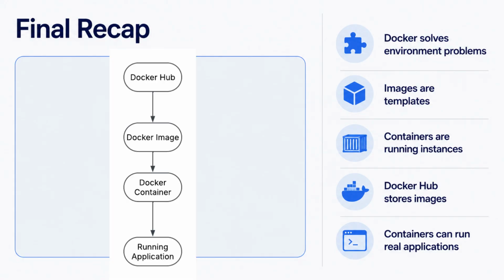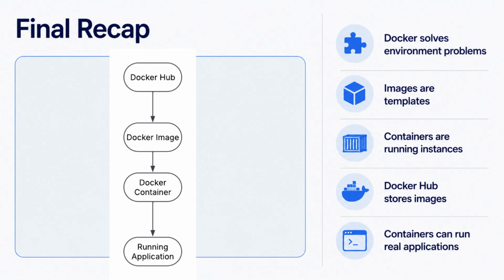Let's review what we've learned. Docker helps developers package applications together with everything they need to run. A Docker image acts as a template or blueprint. A container is a running instance created from that image. Docker Hub stores and distributes images, making them easy to share and download. And with just a few commands, Docker can run real applications in isolated environments without requiring you to install those applications directly on your computer.